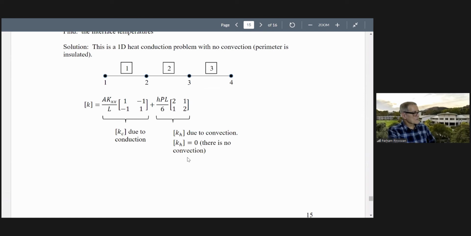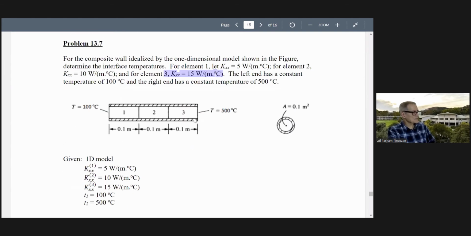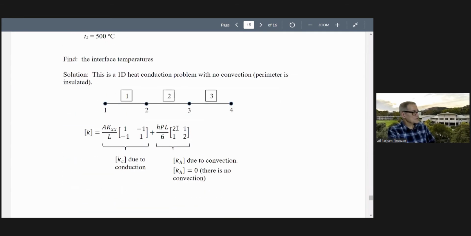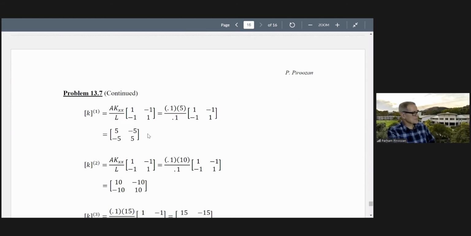Why? Can somebody tell me why it is 0 for this problem? Because it's insulated, so there's not going to be any convection. Very good, you're right. This is insulated, as you see, so there is no convection taking place from the surface. So this term would be 0. And we just need to apply this for each of these elements, create the global stiffness matrix, and then set up the system of equations and solve.